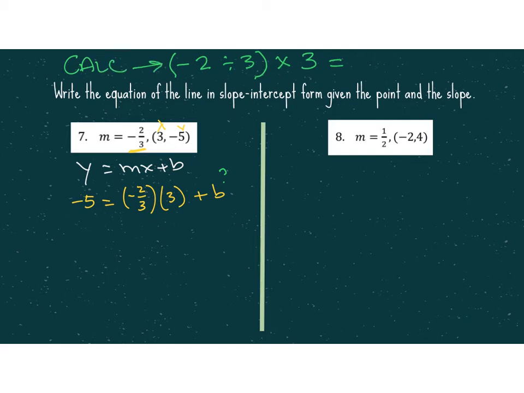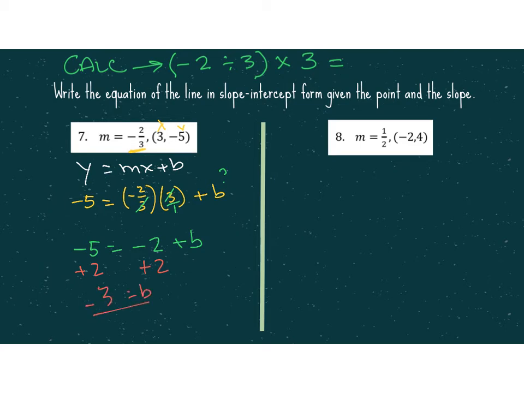Otherwise, if you think about it logically, this 3 is 3 over 1, and I'm taking a 3 and dividing it by 3, and those two things are really going to cancel out. I have -2 over 1, which is just -2. So you probably got -2 if you did it on your calculator, which is great. I'm going to add 2 to both sides. -5 plus 2 is -3, so that's my b value.